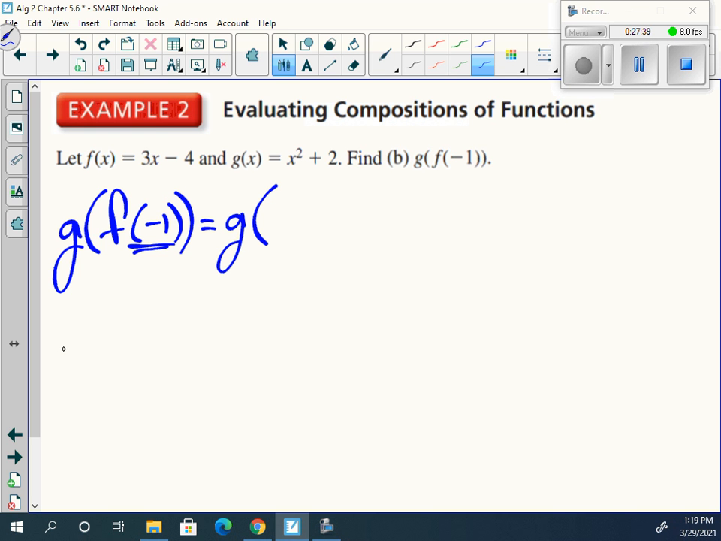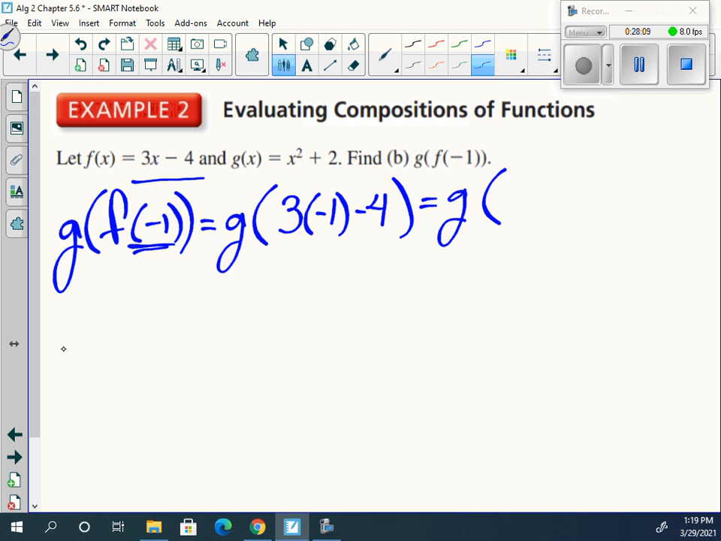Well, we're going to plug negative 1 into f of x. So anywhere there's an x in f of x, we're going to plug negative 1 in. So f of x is 3x minus 4. So it will become 3 times negative 1 minus 4. Well, at this point here, we could plug 3 times negative 1 minus 4 into the calculator, because those are all numbers, they will work just fine.